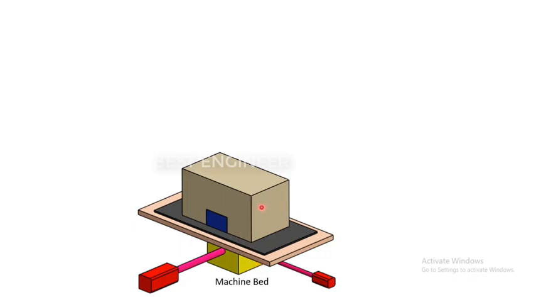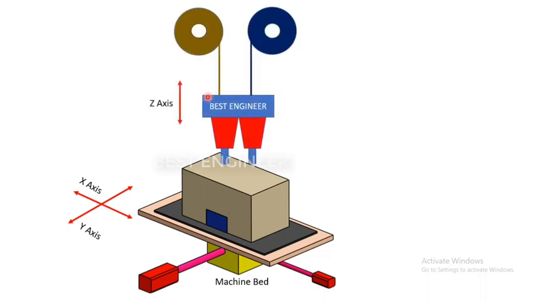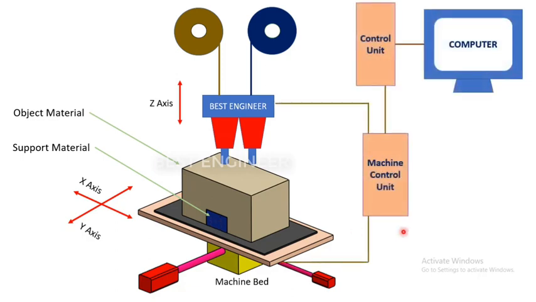Now let us see the construction. This is the machine bed, and this one is the object built over the bed. This machine bed is connected with the stepper motors to make axial movement. And see here, this motor is used for making the x-axis movement. This motor is used for y-axis movement. Over the machine bed, there will be a nozzle, extruder setup. This is the nozzle. Heating zone here, filament spool, object spool, and support material spool. In this diagram, this extruder setup will move in Z axis. This one is our object material and this one is support material. And this is the control unit setup.